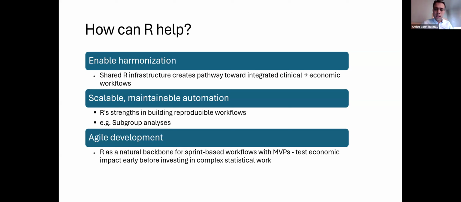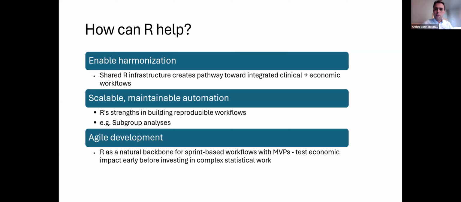when working across both the clinical effectiveness side and the HEOR side of things, where I think we need to think much more about how we can do these sprint-based workflows with MVPs. Both on the side of what we're producing in terms of clinical effectiveness input, but also on the health economic modeling side, so that we can test the economic impact a lot earlier before investing in very complex statistical work.